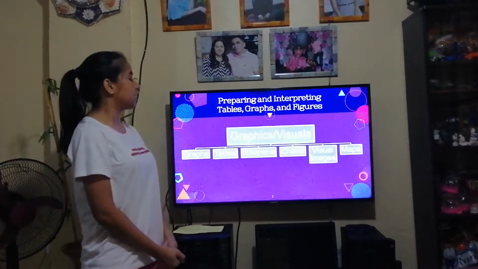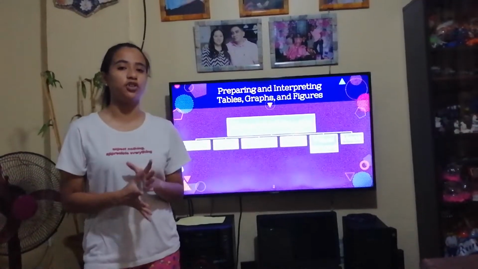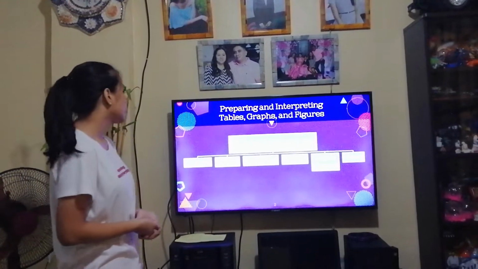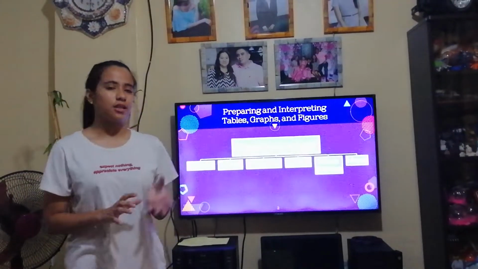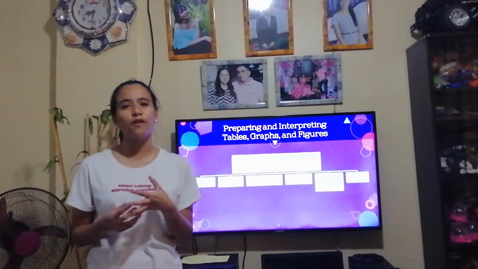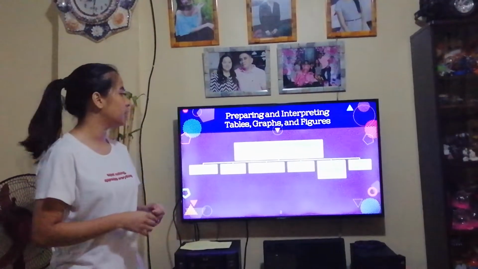The first one is graphs. Graphs are designed to give a picture of the numbers to make them easier to understand. Tables are used to display facts and provide a way to look up a specific number.